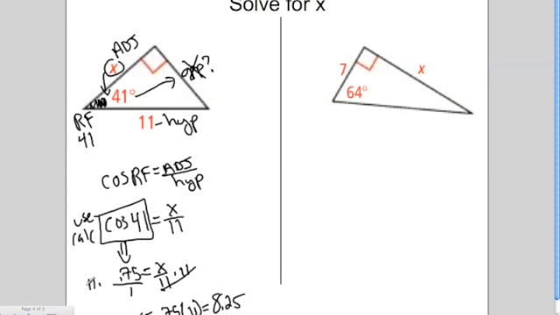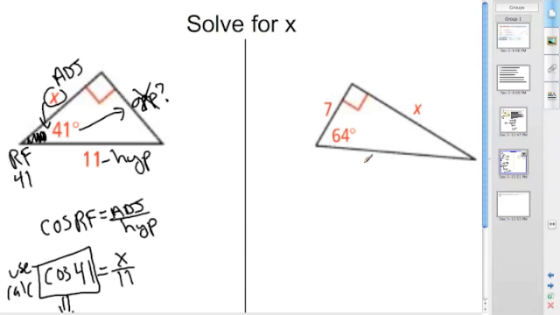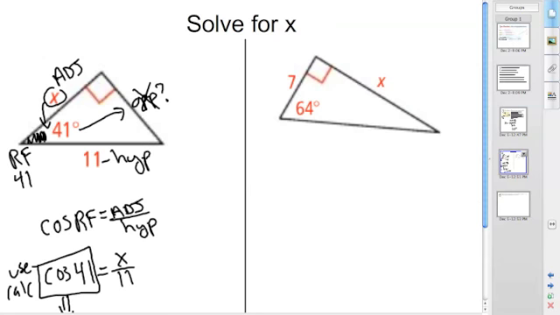So that's how we solve for a missing side. Here is another problem. So first step, always label your hypotenuse. Hypotenuse is not given, so here's our hypotenuse. Next, label our reference angle. Reference angle is 64.